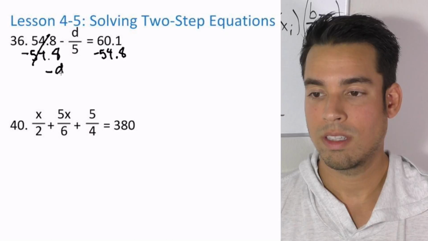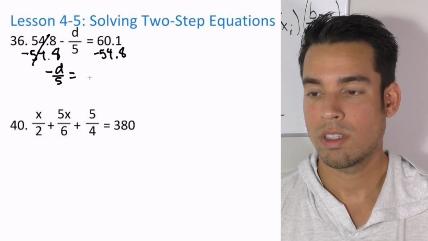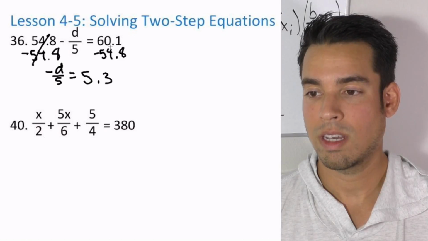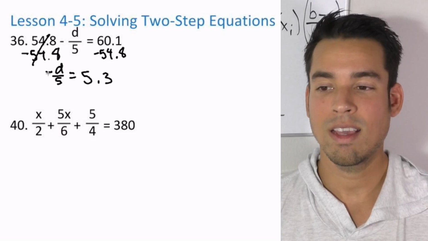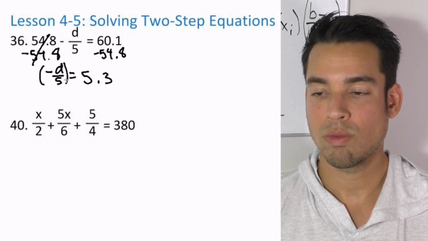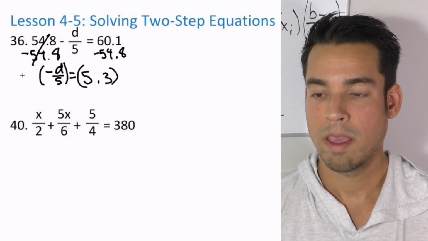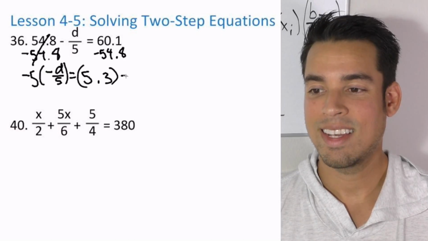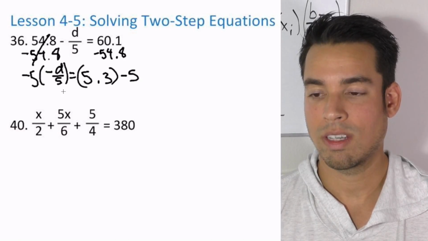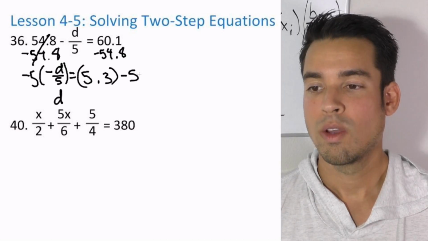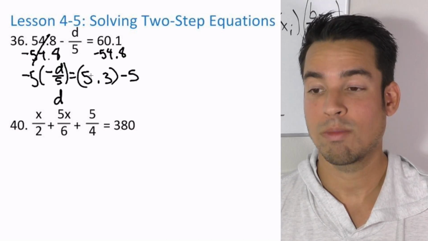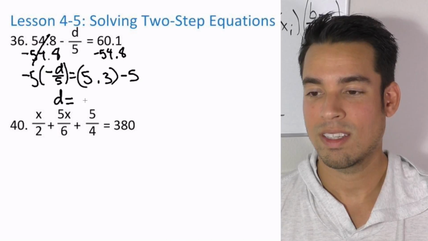So we got -D fifths equals, now I'm going to try and do this in my head, it is 5.3, right? It's positive because 54.8 to 59 is 5.2, and then we need the 0.3 to get us up there. So yeah, 5.3. Now what's our last step? We got to multiply, because since we're dividing by 5, inverse operation, multiply both sides by -5. That gets rid of these negatives to give us a positive D over here. What's -5 times positive 5.3? We know it's negative.